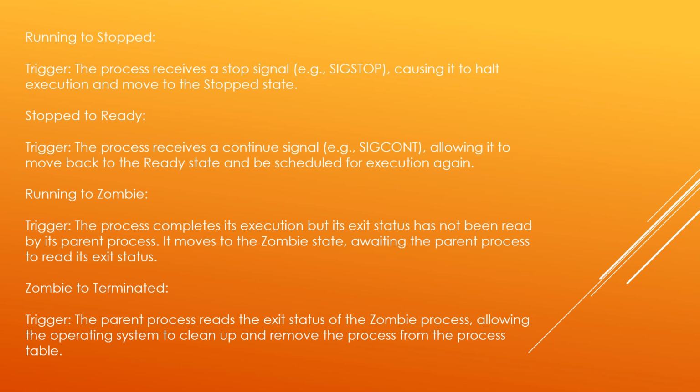Running to zombie. The process completes its execution but its exit status has not been read by its parent process. It moves to the zombie state, awaiting the parent process to read its exit status. Zombie to terminated. The parent process reads the exit status of the zombie process, allowing the operating system to clean up and remove the process from the process table.